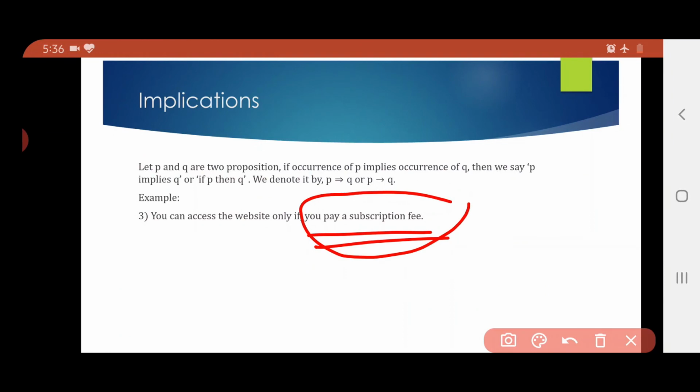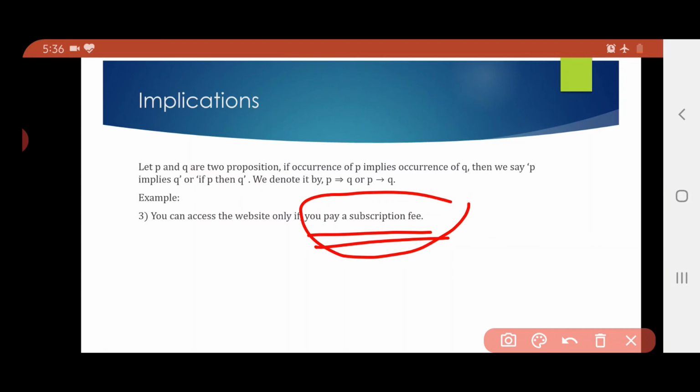Now, if you are given such a question, you have to understand which is the necessary part and which is the sufficient part. It is just a little bit of common sense. By reading the question itself, you can understand which is going to be the necessary part and which is going to be the sufficient part. It is said that you can access the website only if you pay the subscription fee. So paying the subscription fee is important. It is necessary. So therefore, this is the necessary part.